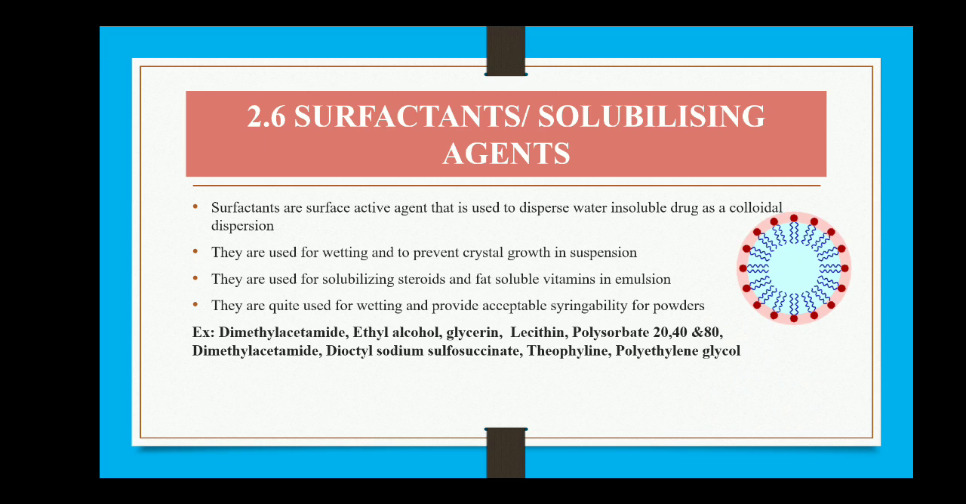Next important additive used in the preparation of parenteral products are the surfactants or solubilizing agents. These surfactants are surface active agents that are used to disperse water insoluble drugs as a colloidal dispersion. They are used for wetting and to prevent crystal growth in suspension. They are used for solubilizing steroids and fat soluble vitamins in emulsion. They are also used for wetting and provide an acceptable syringeability for powders. Different examples include dimethyl acetamide, ethyl alcohol, glycerin, lecithin, polysorbates, dioctyl sodium sulfosuccinate, theophylline, and so on.